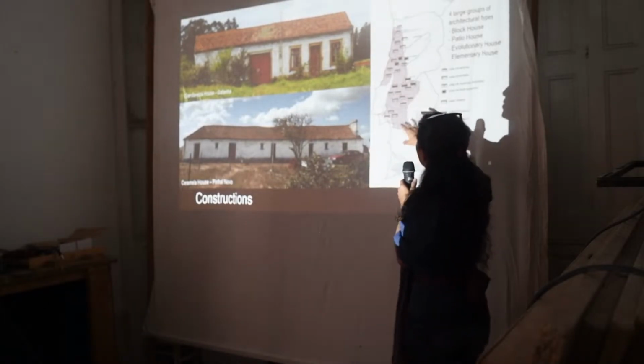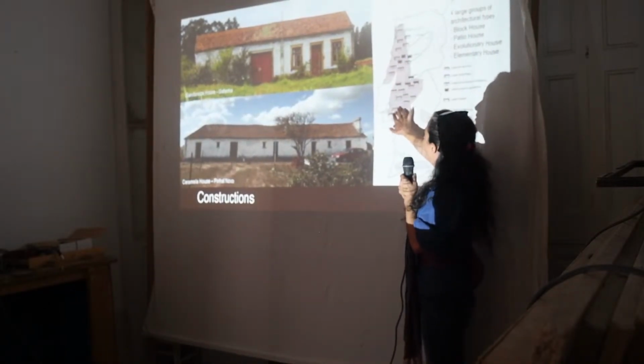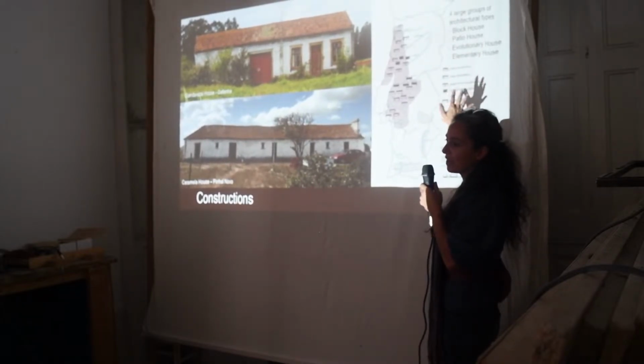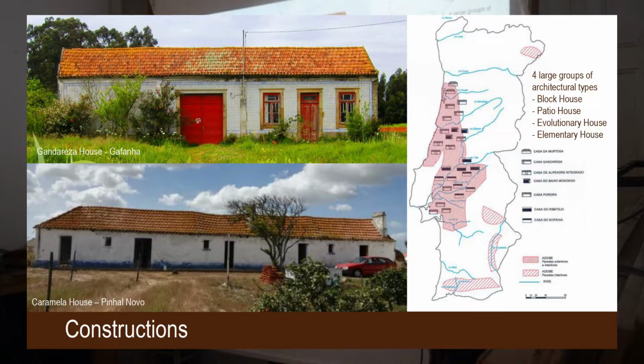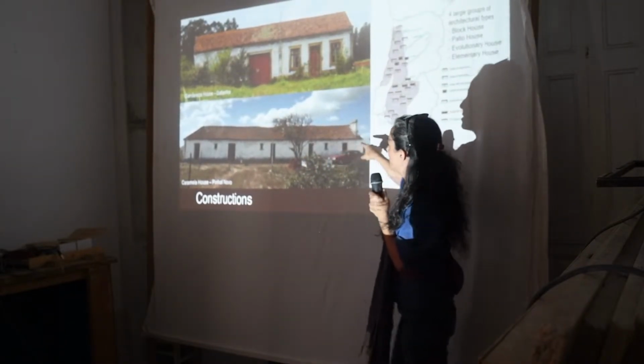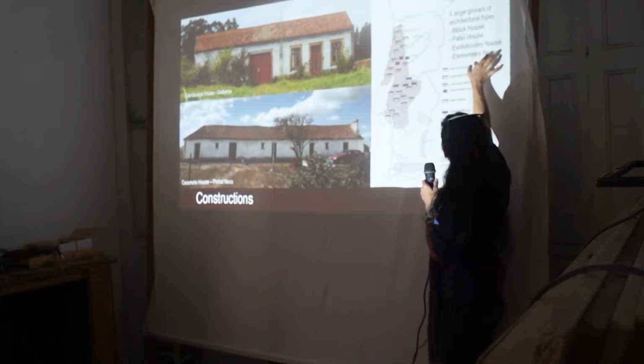So just to show you, in this area where we have adobe, you have more or less 4 types of architecture, okay? So you have block houses, patio houses, evolution houses, and elementary houses. You saw just the patio house there, then you have this, a little bit down in Gafanha, and then you go even further down, this is in this area here, a very different one. So this is Caramella, an evolution house.